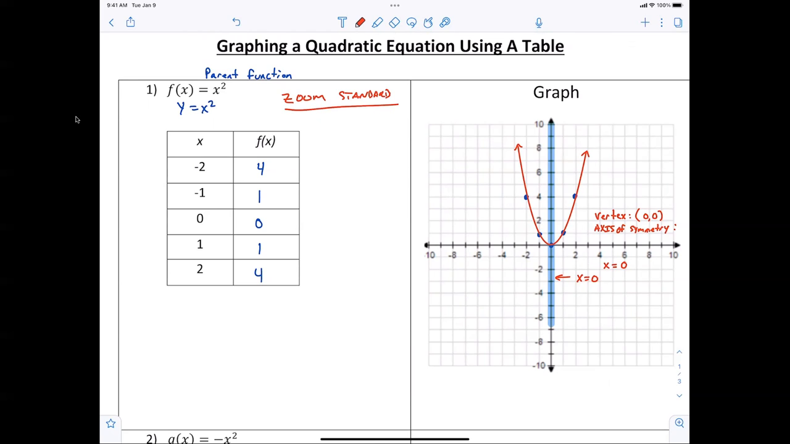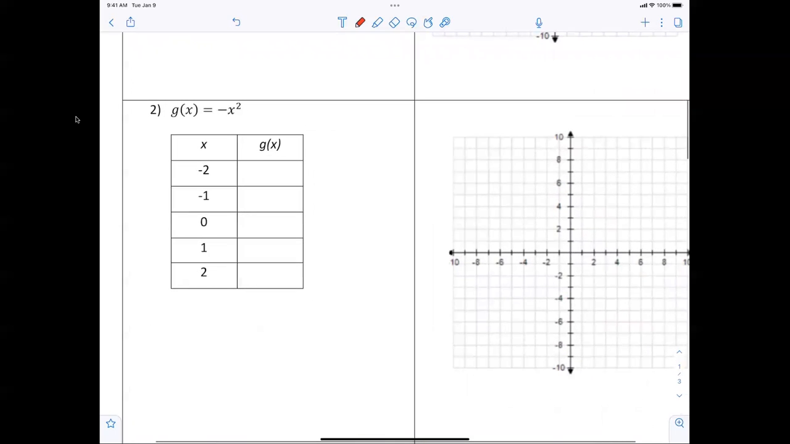Now, the next one, I want to show you what -x² does. If I plug -2 in and square it, it becomes what? 4, but then it becomes what? -4, because the negative is done after you square. So everybody should do -4. And then what's -1? -1. 0 still is 0. 1 is -1. And then 2 is -4.